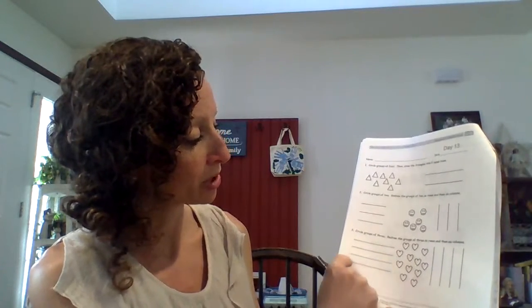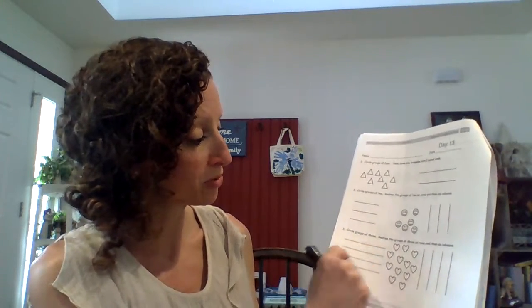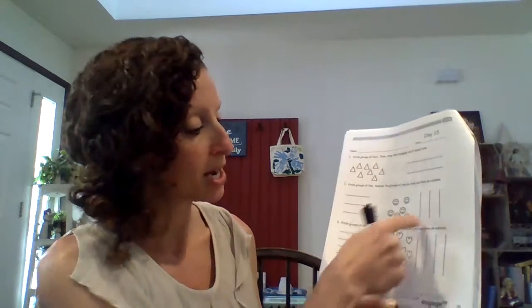Okay, so here we go. I see 1, 2, 3, 4 rows. Now you circled groups of 3, right? So start drawing your groups of 3 in your rows and then do the same in your columns, okay? See if you can figure it out.